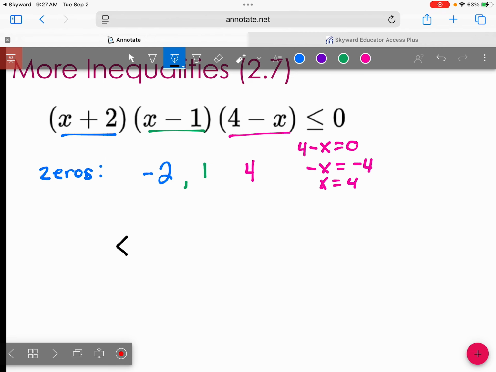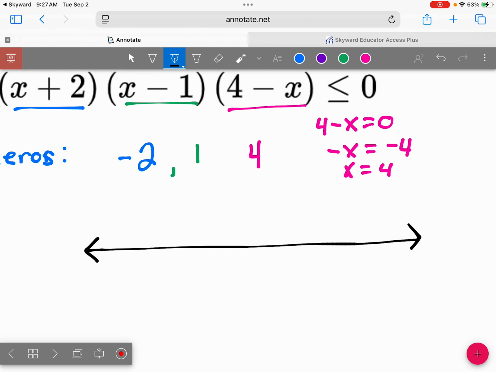And we're going to set them up. We're going to put them in smallest to largest order. It makes things a lot easier if we do. With our minus 2, our positive 1, and our positive 4. Then I'm going to write each of my factors. I'm going to put my x plus 2 down here, my x minus 1 down here, my 4 minus x down here. Each of the factors.